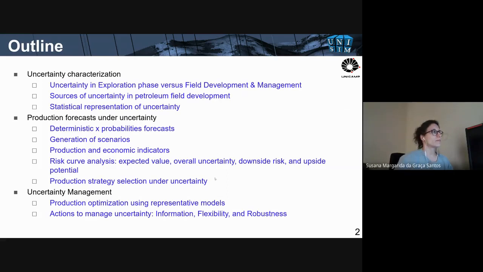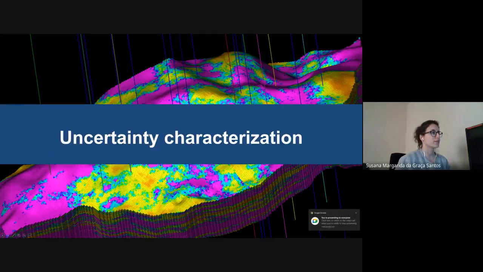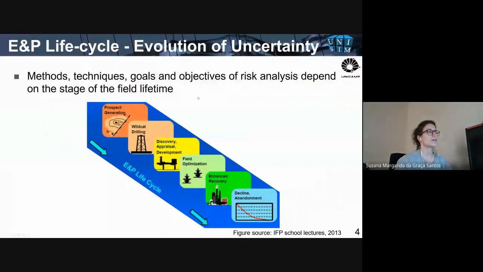So let me skip slides. Good, so the first part, okay? So first, some of you, I'm not sure about your background, but sometimes we are used to hearing about uncertainty in the exploration phase, okay?